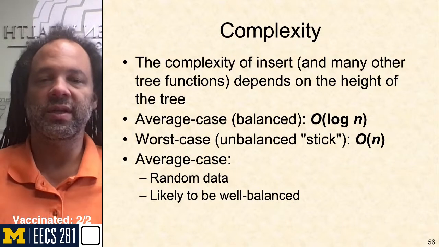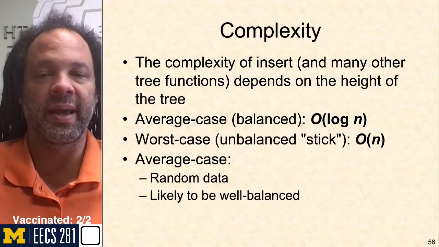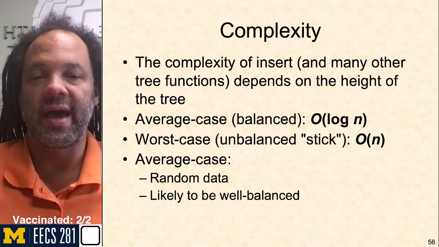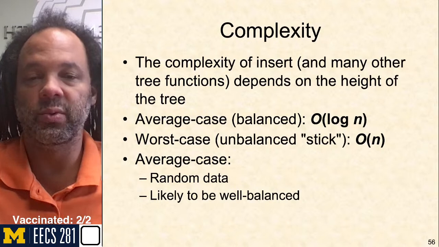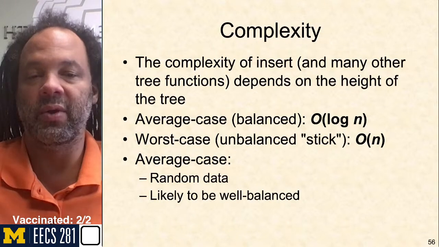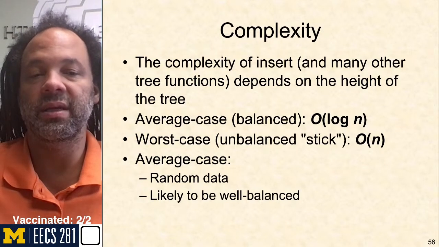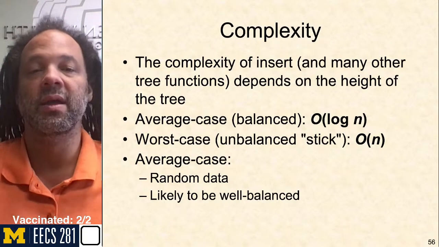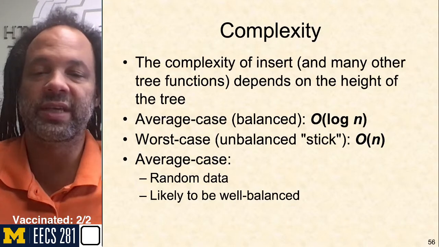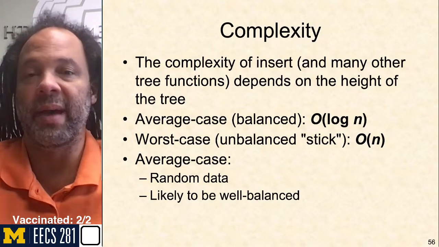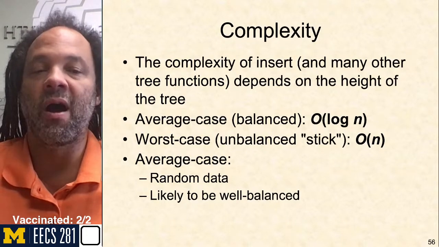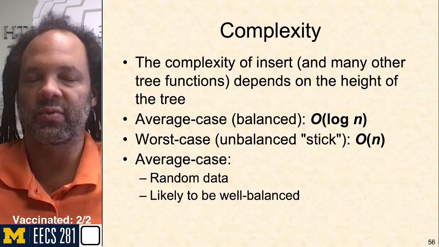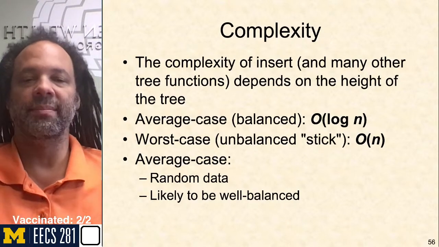The complexity of insert and many of our other tree functions usually depends on the height of the tree. We talked about the average case when it's fairly balanced. We call that log n. And the worst case where it got unbalanced, where it looks like a stick, we don't have much branching at all, that could be linear. So somewhere between log n and big O of n, that's where we're going to find all of our tree work. In the average case with random data, it's usually pretty well balanced. Somewhere between log n and 2 log n in depth is where you find the average case with random data. And that's not too bad.